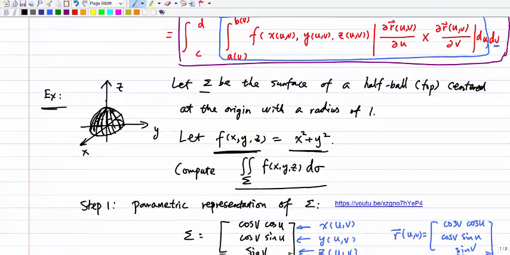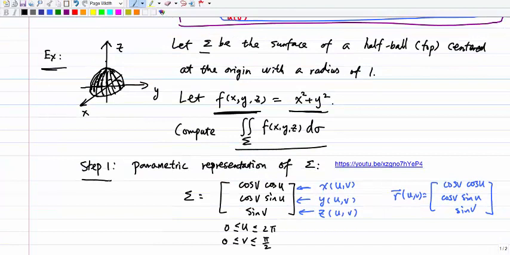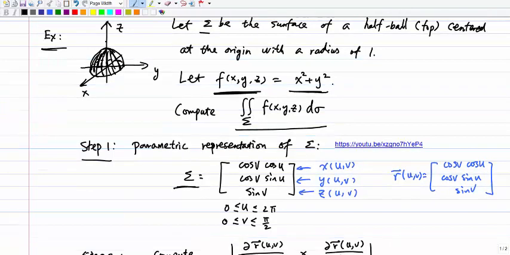Step 1 is the parametric representation of the surface, which was already given in the previous video. I just pull this out from the previous slides. The surface can be represented by cosine v cosine u, cosine v sine u, and sine v. If you don't know how to get this, go back to the video to see how we get a parametric representation of this surface. The first one is my x as a function of u and v, the second is my y, and this one is z.